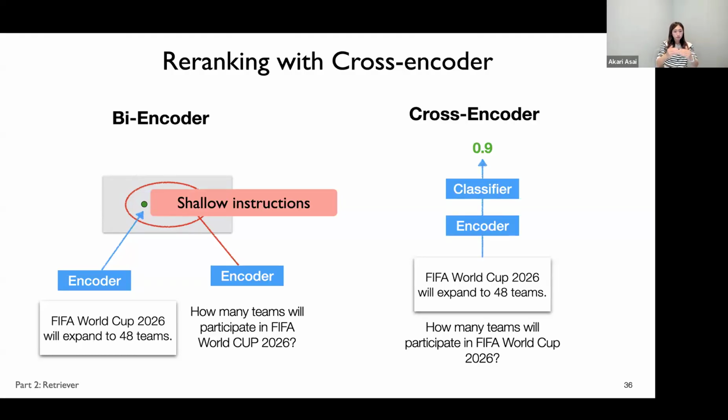Now we can generate representations fully conditioned on the query. So as you can see, there's much more interaction, and we found that this kind of cross-encoder could be quite powerful on top of existing sparse and dense encoder based models.